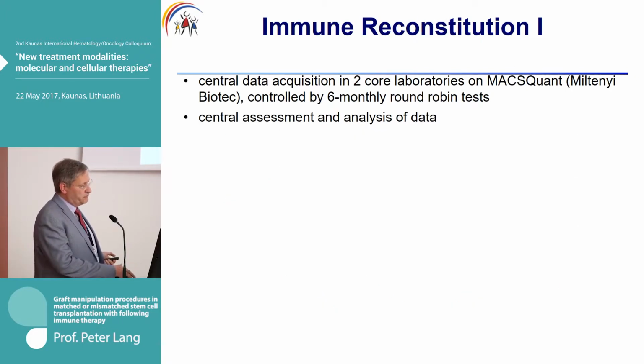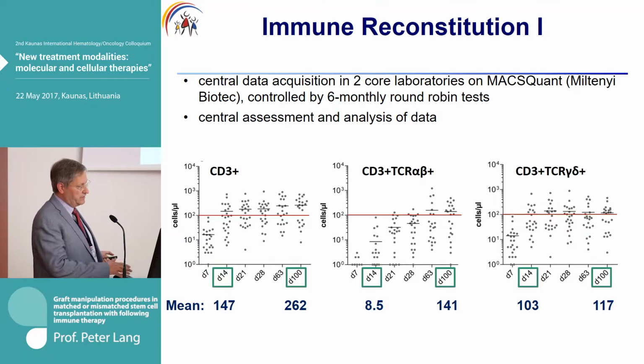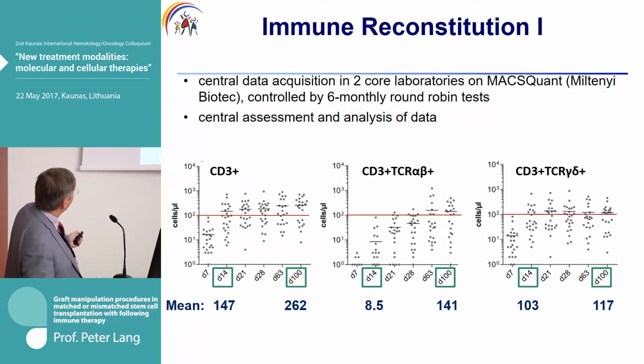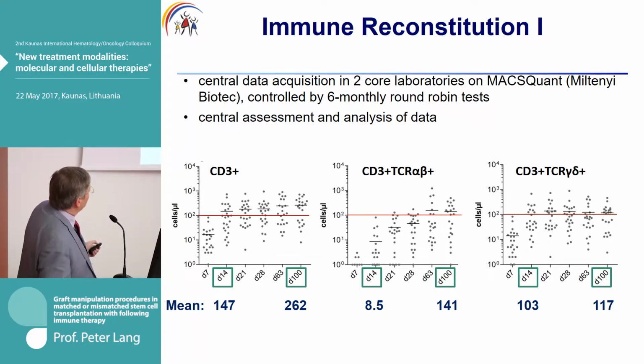The immune reconstitution was assessed centralized in order to get robust data, and here you can see the CD3 recovery. We ended up with 150 CD3 cells already at day 14 and with about 260 at day 100. Interestingly, gamma delta T cells were the predominant CD3 positive population in the very early post-transplant time phase and preceded the recovery of alpha beta T cells. Later on, there was a switch, and alpha beta T cells represented the majority of T cells as usual.